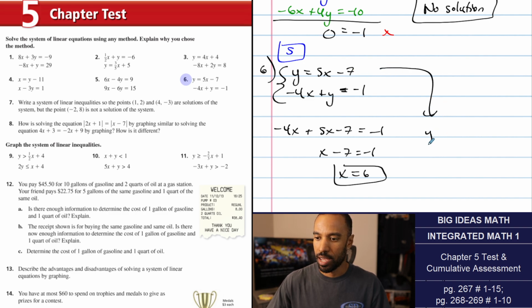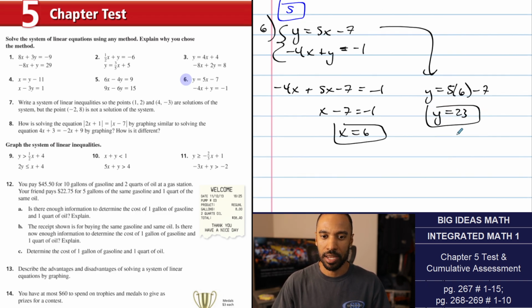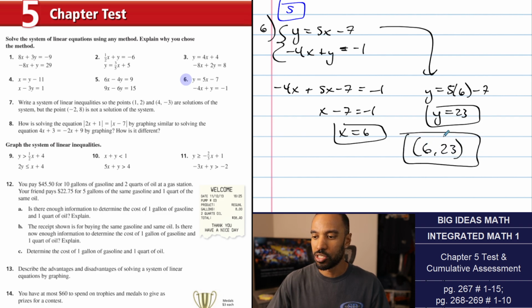Y, let's substitute right here. We get 5 times 6 minus 7. 30 minus 7 is 23. So that is outside the window range. It's a good thing I didn't go for any sort of graphing on that one. So 6, 23. So there are the first 6 problems and the methods that I chose.